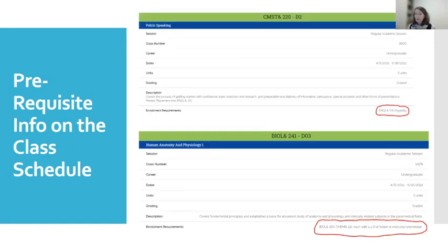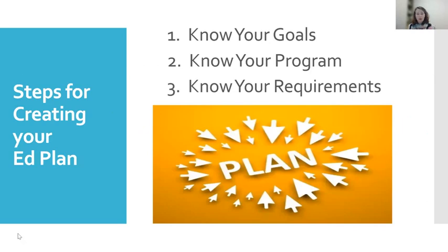Okay, so that's prerequisites. And we've gone over the 3 steps that we want students to take to start your educational plan: know your goals, figure out how that matches with your program, and dig down deeper and figure out your requirements. So I'm going to turn it back over to Jillian, who will show you some tools to help create this plan.